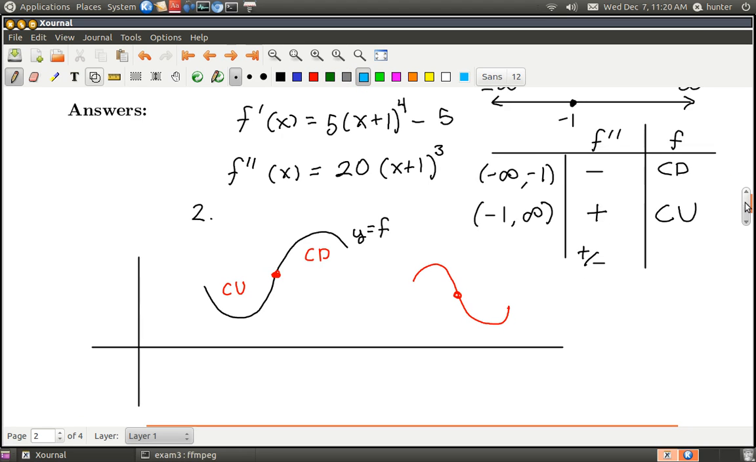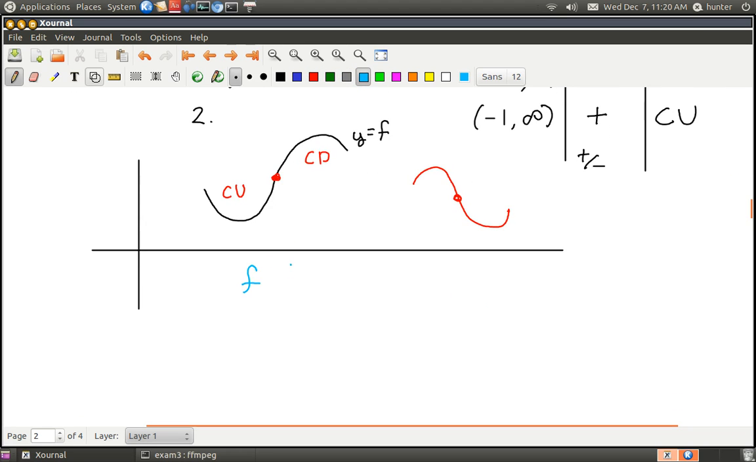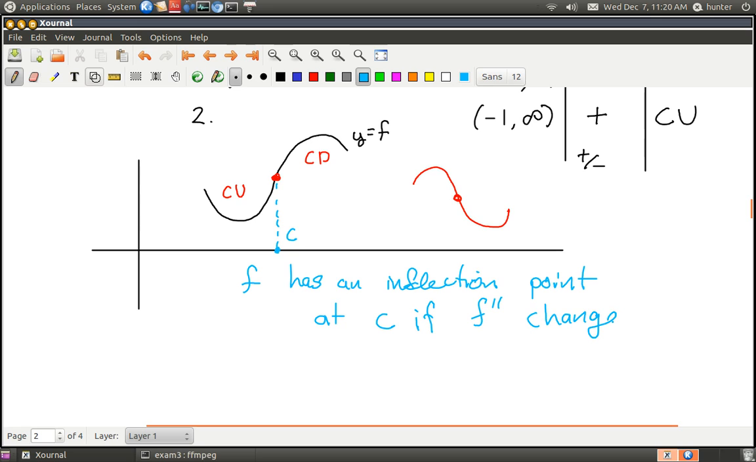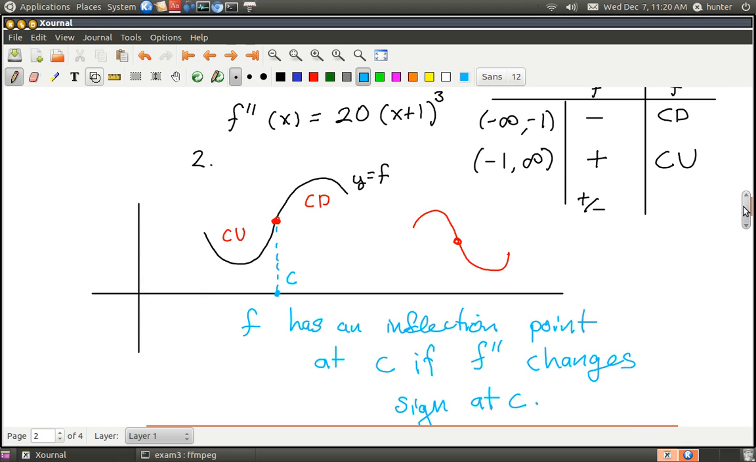Okay. So f has an inflection point at C. What does C mean? C is like this number on the line. So f has an inflection point at C if f double prime changes sign at C. This is a definition, so it's really if and only if. Okay, and maybe we should just say a couple words about why that should be true.